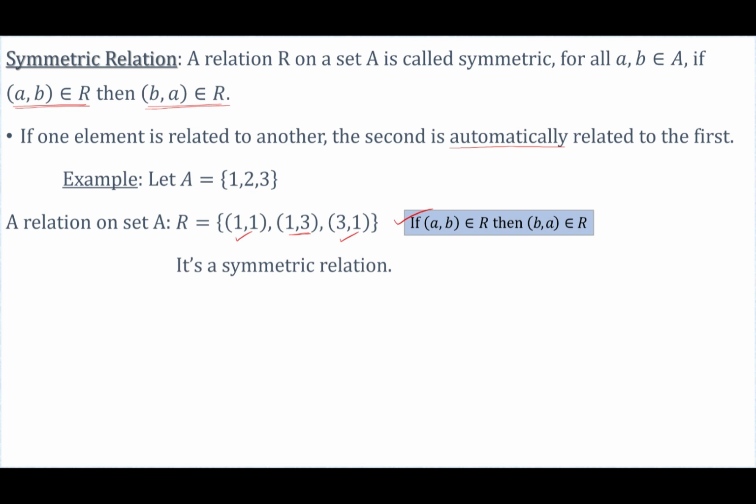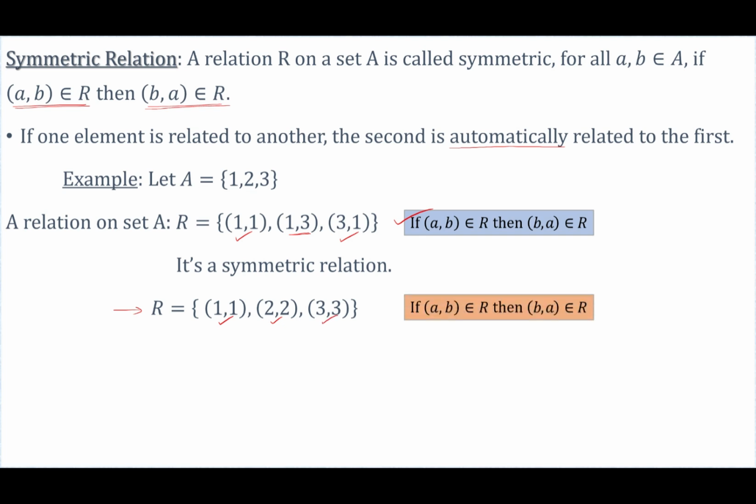Let us have another example, defined as R equals (1, 1), (2, 2), and (3, 3). Check. All ordered pairs with the same elements satisfy the symmetric relation. As (a, b) belongs to R, then (b, a) belongs to R. So it is also a symmetric relation.